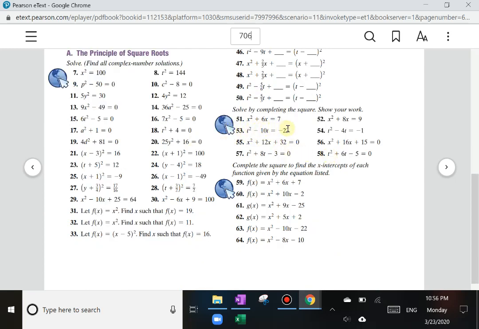In this exercise, we actually want to solve now. So if you read this, it says solve by completing the square. Okay, so solve by completing the square. This is, again, we're doing number 53. I'm going to do number 54. Okay, and then we do another one. We do number 58. So we're going to do 54 and 58 together.